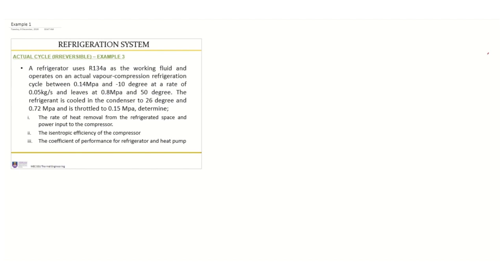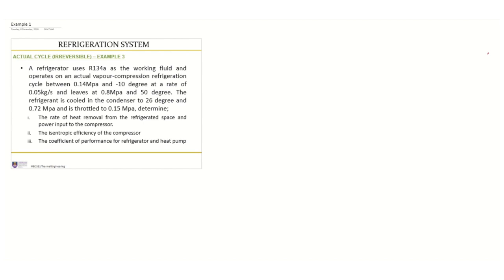Okay, now we take a look at an example of a refrigeration system. So you have a refrigerator that uses R134a, which is the refrigerant, as the working fluid and operates on an actual vapor compression refrigeration cycle between 0.14 megapascal and -10 degrees at a rate of 0.05 kg per second and leaves at 0.8 megapascal and 50 degrees.